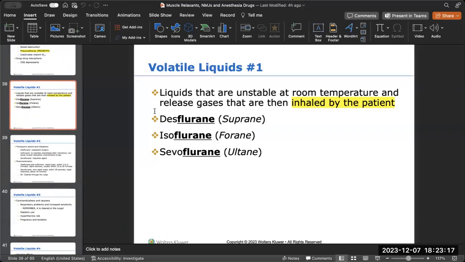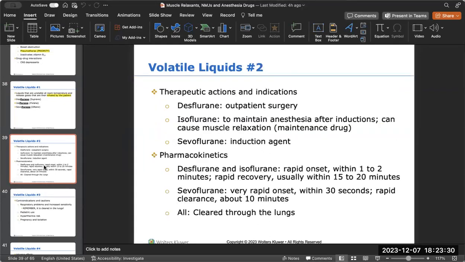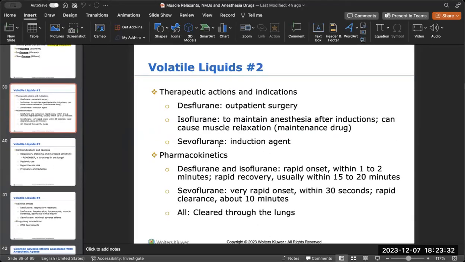Volatile liquids are another type of inhaled anesthetic that is also a CNS suppressant, and they all end in fluorine. So desflurane, isoflurane, sevoflurane. Okay, that should really help. So here are the important points. Remember I said we talked about induction, maintenance, and recovery. So sevoflurane is an induction agent. That's the first thing that we give to knock them out, to get them to stage 3.